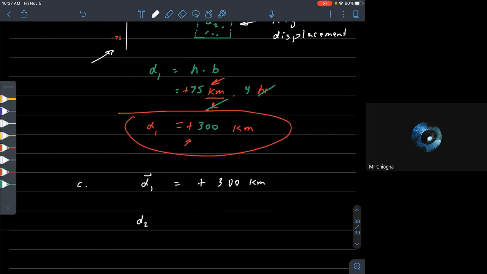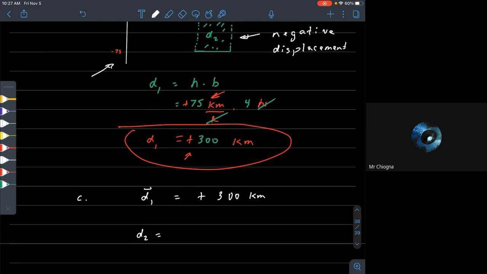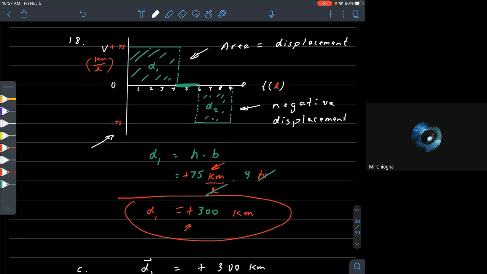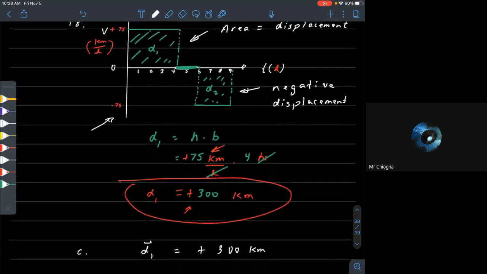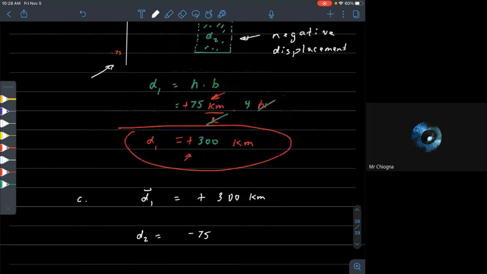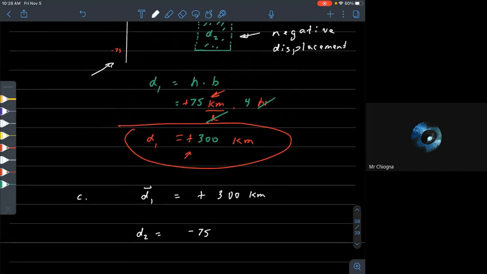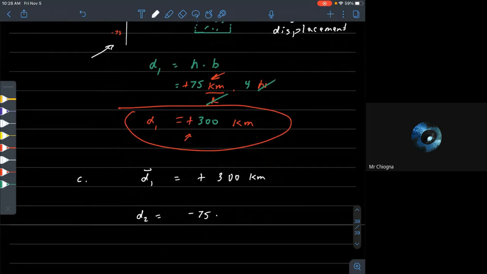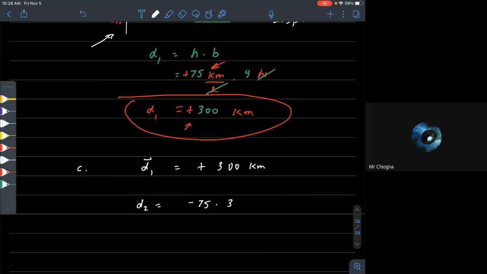What about D2? Well, D2, go back here. D2 is just the area, the green area that I shaded there, which is what? Height times base. What's the height? The height now is negative 75, not positive. Height times base. What's the base? The base is now 3, not 4, which is 225 kilometers. And it's negative.